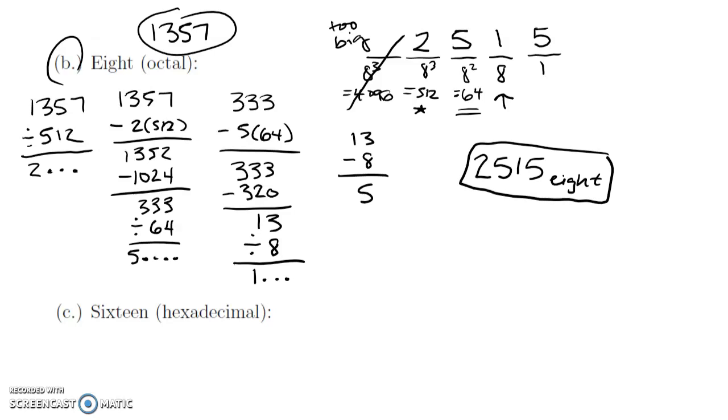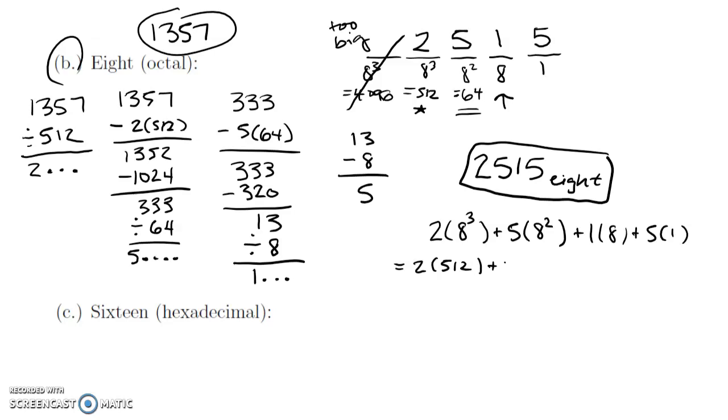Now, a great idea with these problems is to check your answer, because we know how to convert this number, 2515 base 8, into decimal. So in order to check our answer, we just have to go the other way. We should end up with 2 times 8 cubed plus 5 times 8 squared plus 1 times 8 plus 5 times 1. Because we have a 5 in the ones position, a 1 in the eights position, a 5 in 8 squared, and a 2 in 8 cubed. So this is 2 times 512 plus 5 times 64 plus 1 times 8 plus 5 times 1.